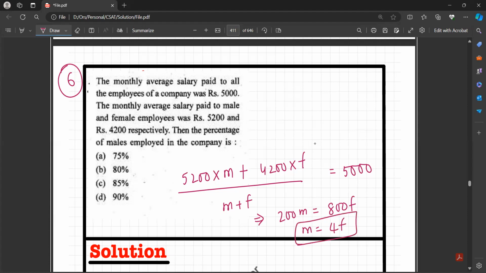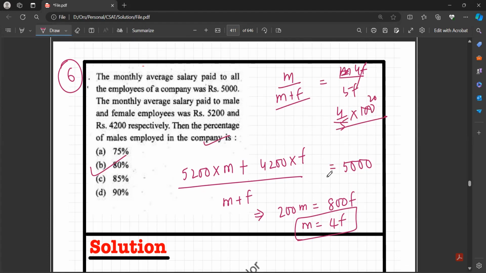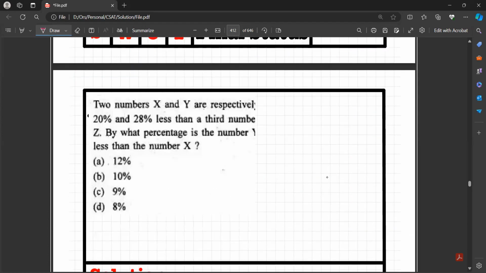Got it? Then the percentage of males employed in the company: M is 4 times female. So the answer would be 80%. Why? Because if M is 4 times F, then M by M plus F: M becomes 4F, the denominator becomes 5F, F getting cancelled, 4 by 5 of 100, which gives you 80%. So the answer would be 80%. Is it clear? Coming to question number 7.